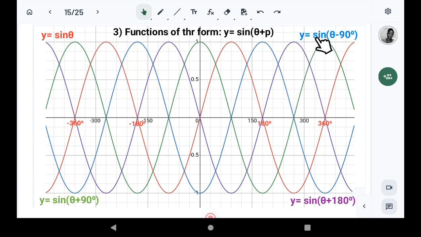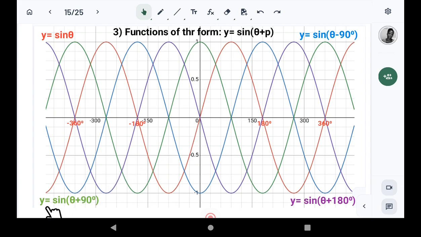Now, the blue graph, we've shifted this graph 90 degrees to the right because there is a minus in front of 90 degrees. How? Let's see. Originally, the red graph starts with a peak at 90 degrees, right? Look at the peak of the blue graph. It's at 180 degrees, which is 90 plus 90. So we shifted it 90 degrees to the right. The graph of red, y equals sine theta, starts at 0 degrees at the origin. The graph of this one starts at 90 degrees. And you can continue comparing.